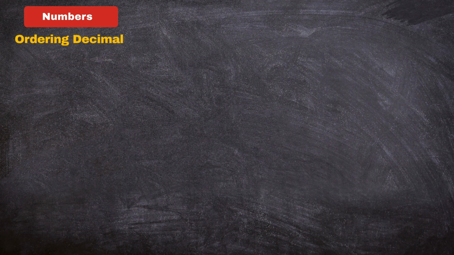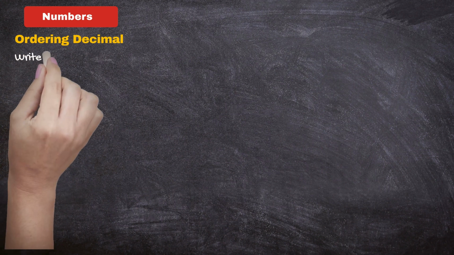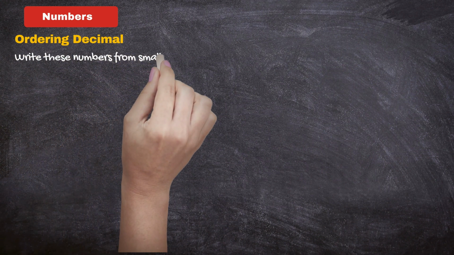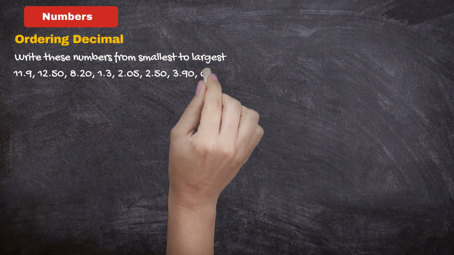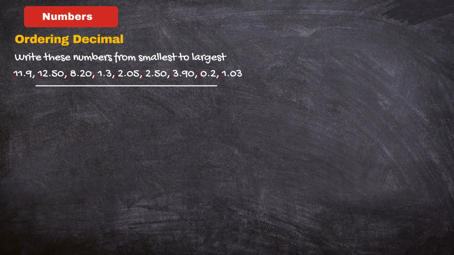Let's talk about ordering decimals. You might get this type of question: write these numbers from smallest to largest. The way we're going to approach this is that we're going to look at their whole number part first and write them smallest to largest based on that. If you have numbers with similar whole numbers, don't worry about them just yet.